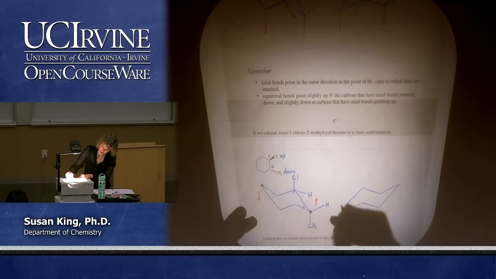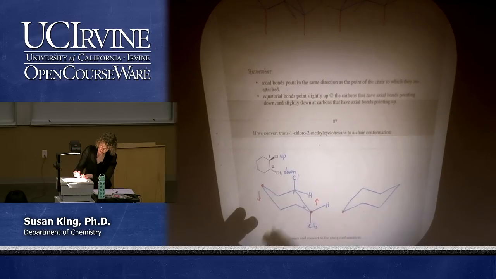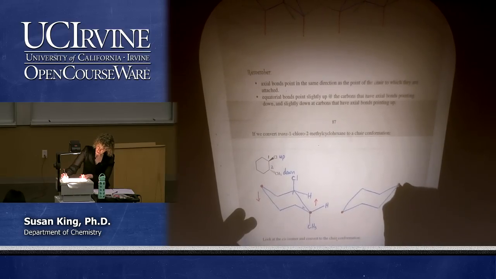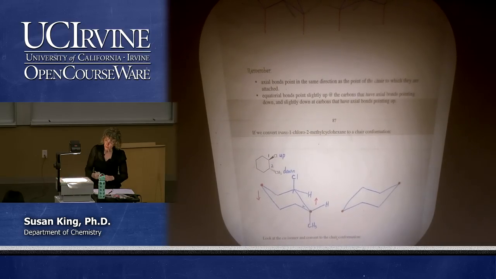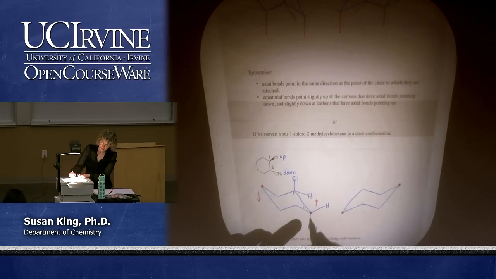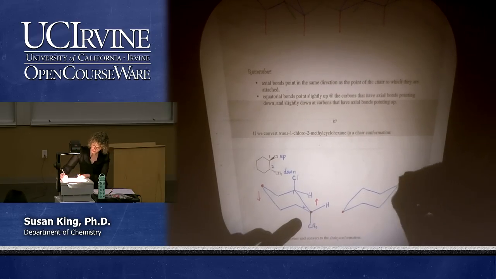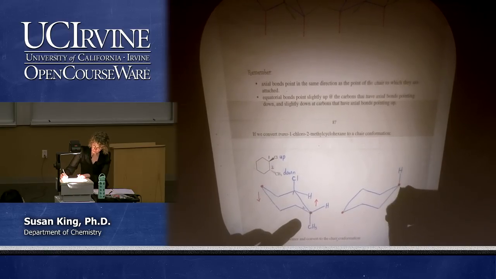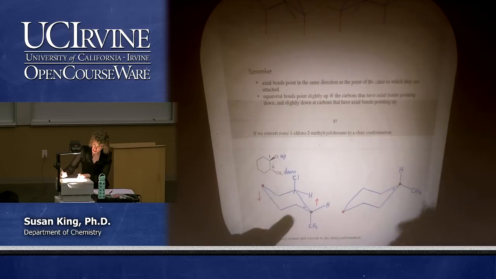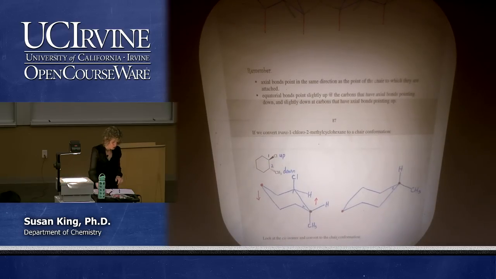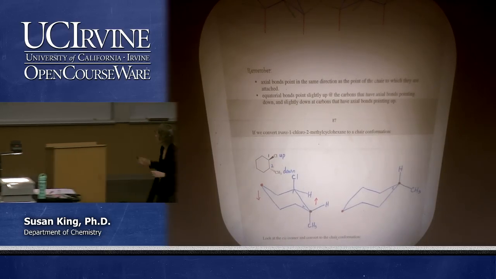So that means that this carbon right here is going to be here, and this carbon right here is going to be here. So on carbon number 2, I did a chair flip, so that means the methyl is going to be equatorial. Notice it's still going to be down, but now it's equatorial. I'm going to keep track here. That's carbon number 2. Common mistake at this point.